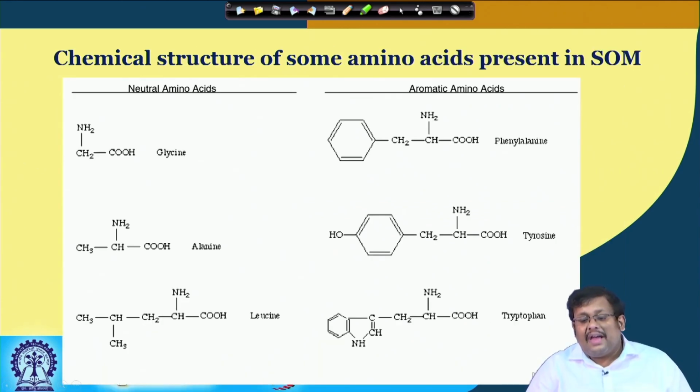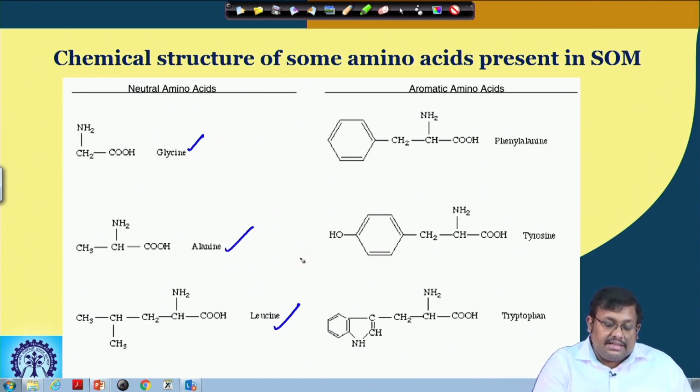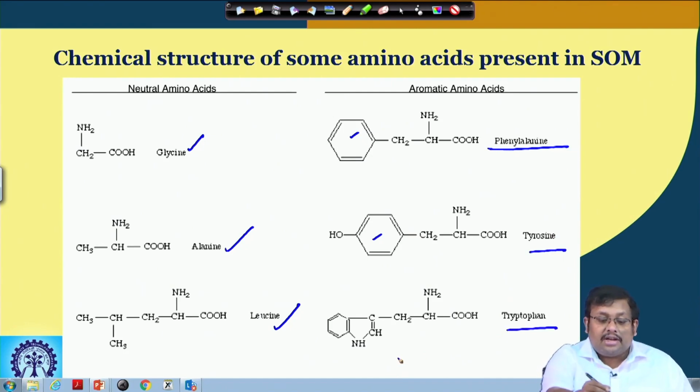What are the different types of amino acids which are present in soil organic matter? One thing we can see is that there are different types of amino acids present in the soil organic matter, and we can classify them also. The first classification is neutral amino acids. Among the neutral amino acids you can see glycine, also alanine and leucine. These are the neutral amino acids which are present in soil organic matter. However, in case of aromatic amino acids, as you can see, the aromatic rings are there. So, in case of aromatic amino acids, phenylalanine, tyrosine and tryptophan are present in the soil organic matter.